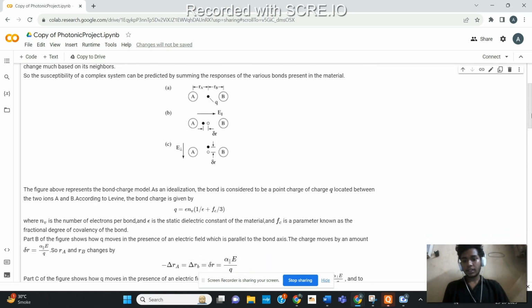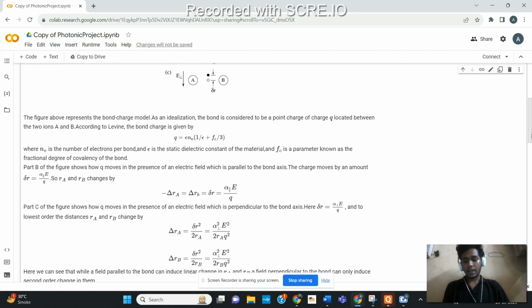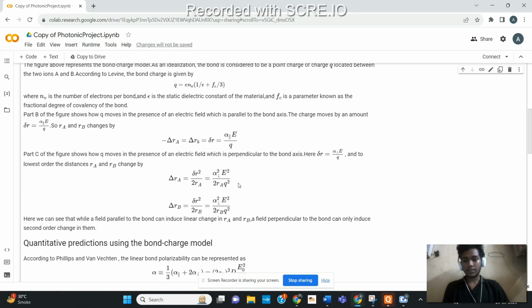Part C of the figure shows how the bond charge moves when an electric field is applied perpendicular to the bond axis. In this case, ΔR is equal to α-perpendicular times E by Q. To lowest order, the distances Ra and Rb change by amounts given by this: ΔRa is equal to ΔR squared by 2Ra, which is equal to α-perpendicular squared E squared divided by 2RaQ squared. Similarly, ΔRb is also given here.